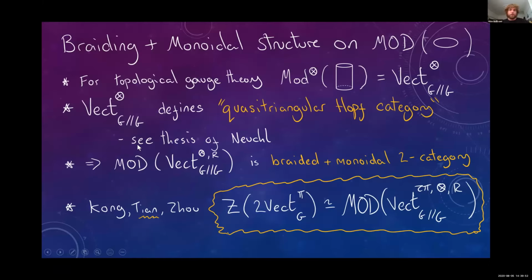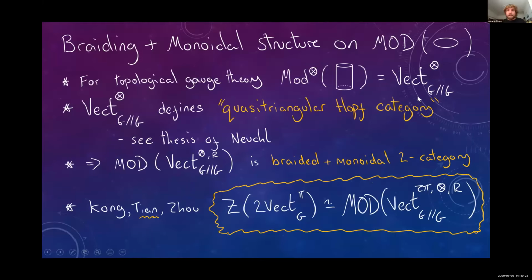And if you want to see more about this, I fully recommend the thesis of Neutral, which I think is called Representation Theory of Hopf Categories. And what this really does is this categorifies the usual ideas of Hopf algebras in a very nice way. And in particular, if I have some multi-fusion category in which I can equip it with a quasi-triangular Hopf category structure, then its two category of modules actually becomes braided and monoidal. And additionally, the Hopf part means that it has duals.